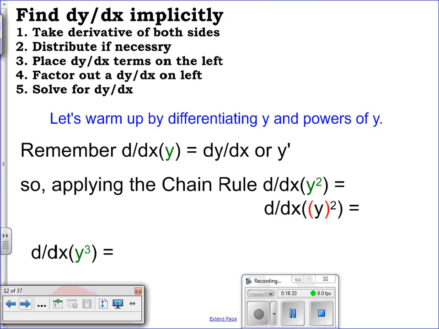Before I have the steps here, and we're going to go through this. These are the steps to find the derivative implicitly. But I have to make sure we're clear on something that gets a lot of people. Hopefully it's going to clear things up.